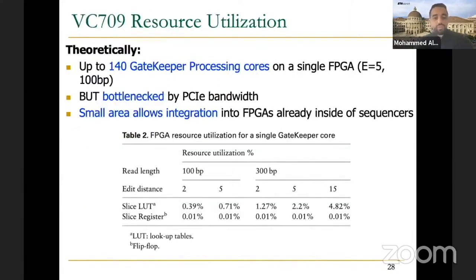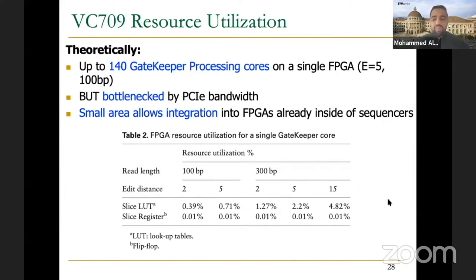These are the resource utilization we have from implementing GateKeeper. As you can see, this is for a single problem of length 100 or 300. And you can see at most, the resources are less than 5% of the total resources we have in the FPGA. So that will tell you the amount of parallelism that you can achieve, how many problems you can solve in parallel, and each problem will solve independent 2 sequences of length 100 or 300, for example.